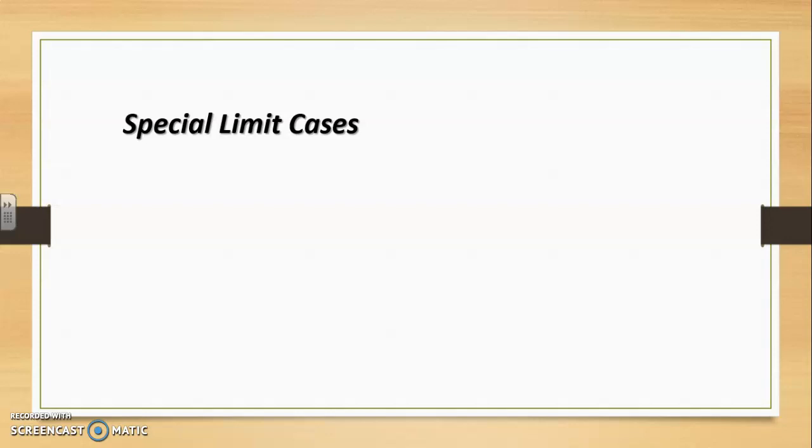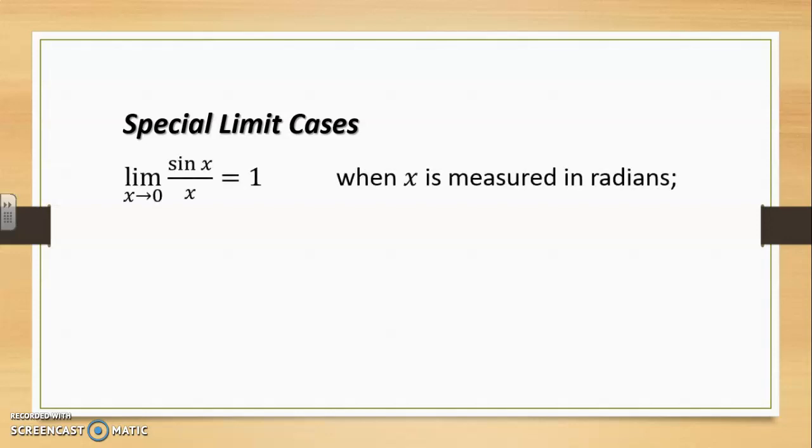So here are the special limit cases. The first limit is when x tends towards 0 for the function sine of x over x. You can tell that direct substitution will provide a 0 over 0 result. Factoring, rationalization are both out of the question here, and therefore we will assume this limit is equal to 1 when x is measured in radians. You can verify this is true by numerical approximation.